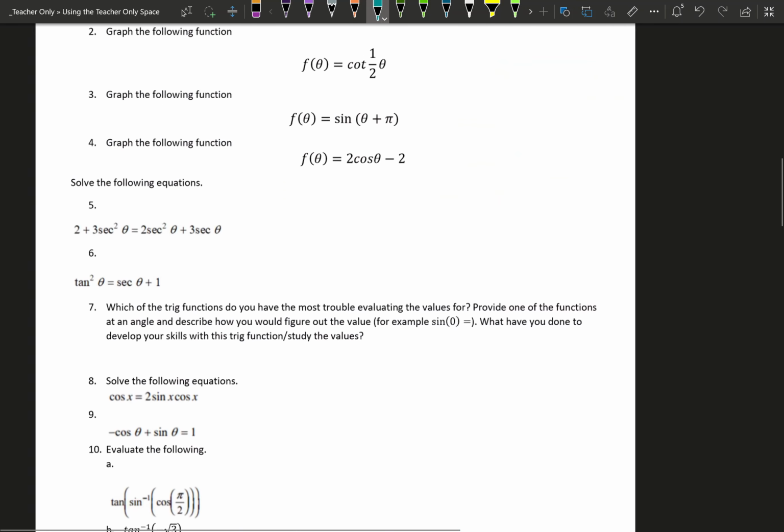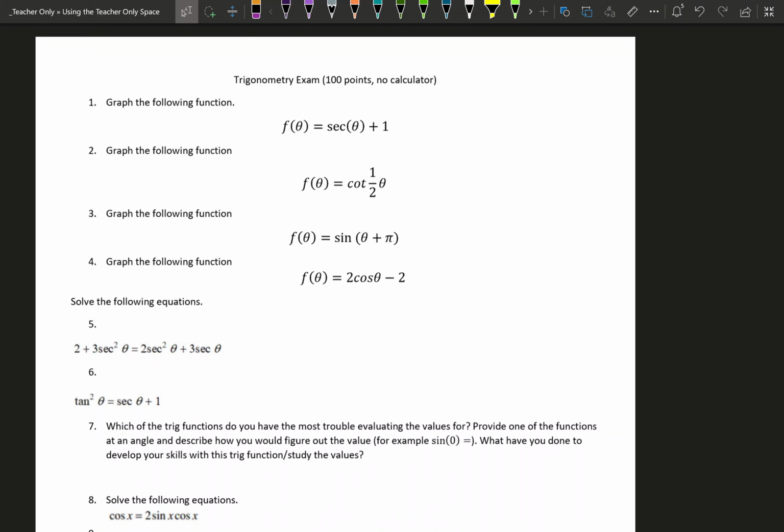Let's take a look at the graphs from the other version of the test. We'll just do all of the graphs together, then all of the equations together, then all of the inverse trig functions together.